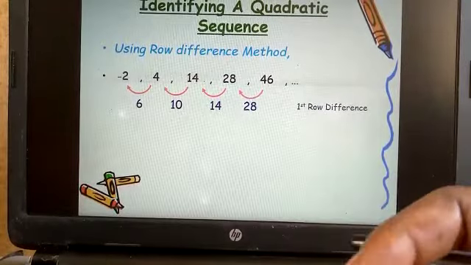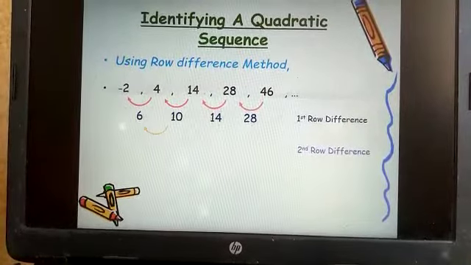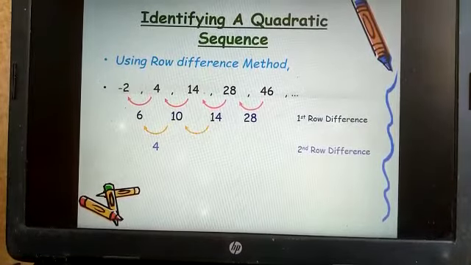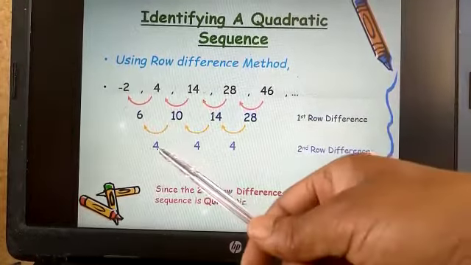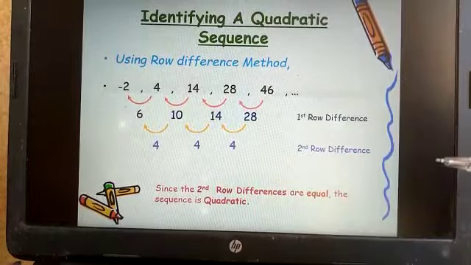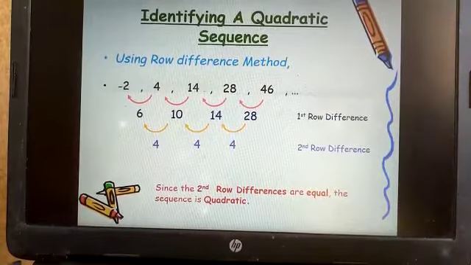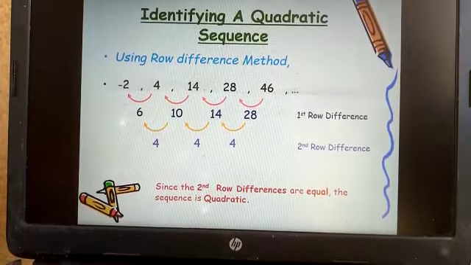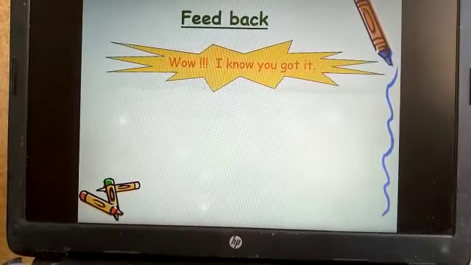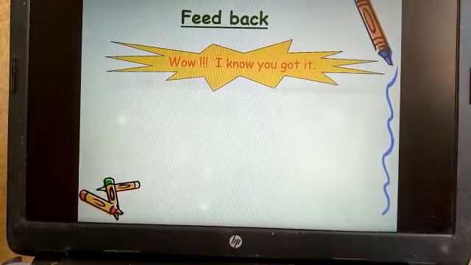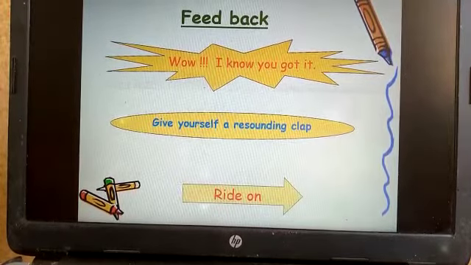Are they the same? No. So you move on to find the second row difference. Now, the second row difference is given as 4, 4, 4. Since the second row differences, as you can see, are the same, it means this sequence, -2, 4, 14, 28, and so on, is a quadratic sequence. Wow, I know you got it. Give yourself a round of applause. Right on.